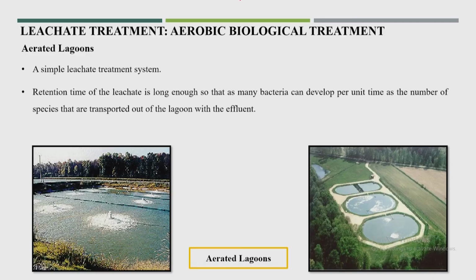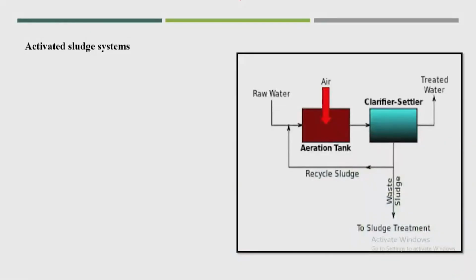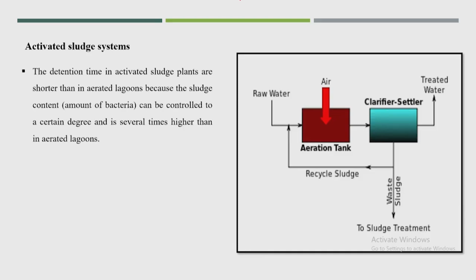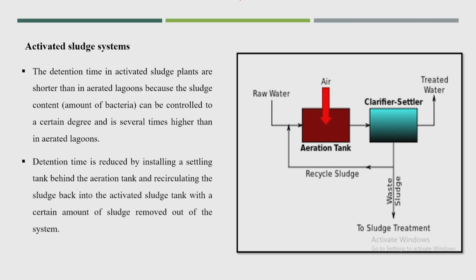As a simple leachate treatment system, the retention time of leachate is long enough so that as many bacteria can develop per unit time as the number of species that are transported out of the lagoon with the effluent, and maintenance and operation cost is relatively low. This is also one technology we can use: the activated sludge system, which contains two units, starting with an aeration tank followed by a secondary sedimentation tank.